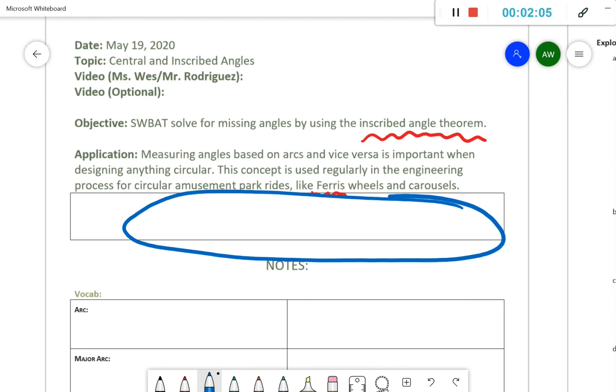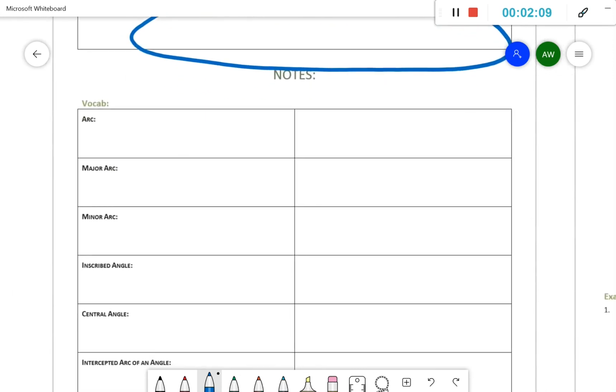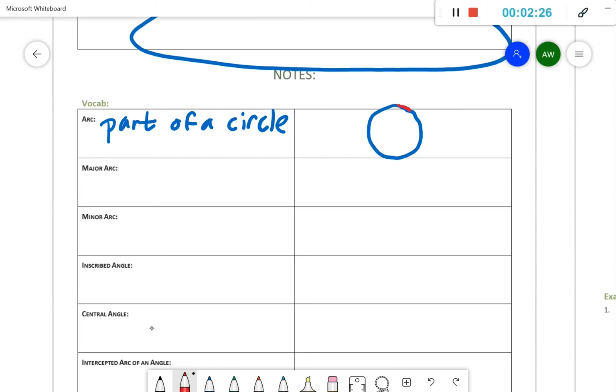Now let's move on to some notes, and we're going to start with some vocabulary. An arc is actually a really easy vocabulary word. An arc is just part of a circle. So if I have a circle here, if I just take a section of this circle, like this section here, that's an arc. If I take a different section of the circle, this section here, that's also an arc.